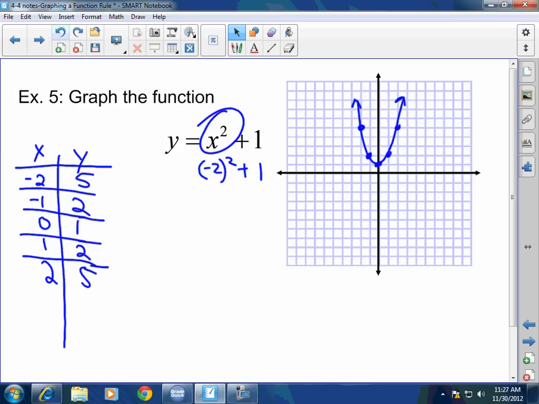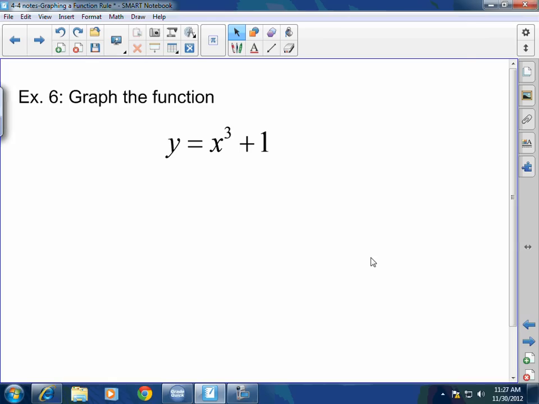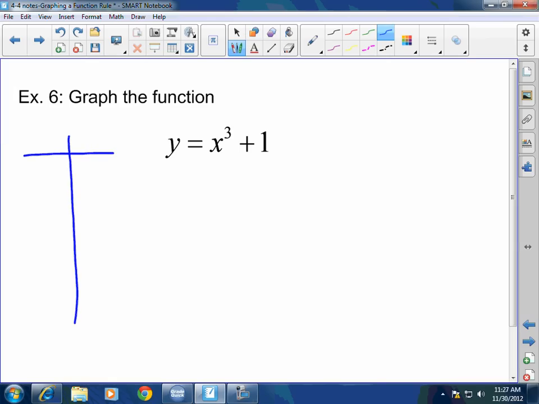Okay. Let me see. I think we're done. Oh, wait. No. One more. What if I have x cubed plus 1? What kind of a shape am I looking for? It's that little squiggly, that little sideways S. What values of x am I going to use since I have no fractions in front of the x? Negative 2, negative 1, 0, 1, and 2.